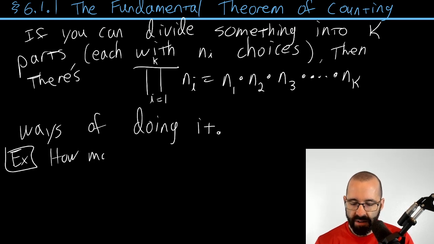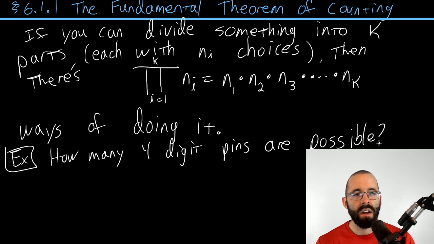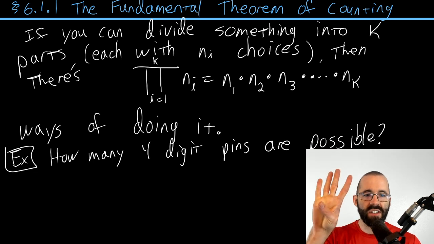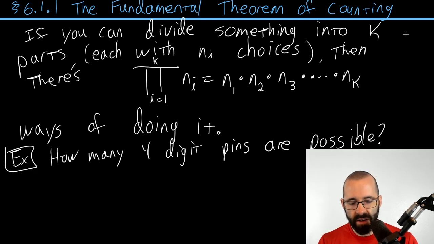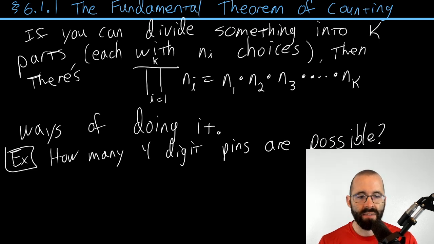How many 4-digit pins are possible? Well, we'll just approach this systematically. How many choices are there for the first digit? How many choices are there for the second digit, third digit, fourth digit? We'll multiply them all together using the fundamental theorem of counting.